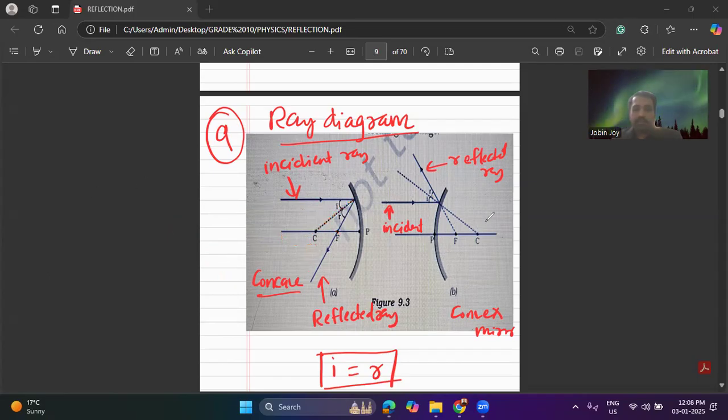In the case of convex, this is a convex mirror, and this is P, this is F, this is C. I already told you this is the sphere, and the reflecting surface is outside the sphere. This is the incident ray, and the incident ray is coming like this. Here the incident ray is parallel to the principal axis. If the incident ray is parallel to the principal axis, it will move to the focal point, then it will reflect like this. And again, these two rays will follow the law of reflection: I is equal to R. Angle of incidence will be equal to angle of reflection.